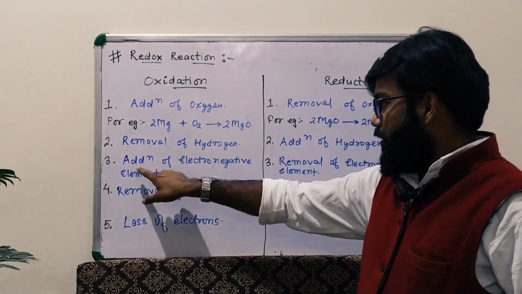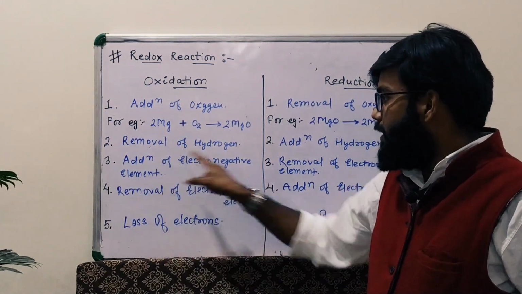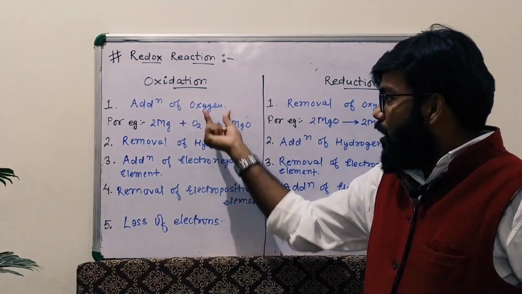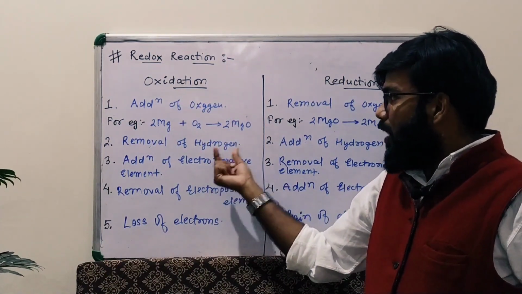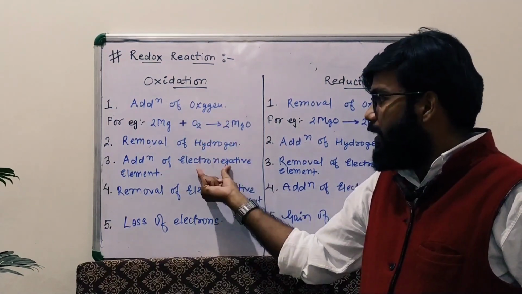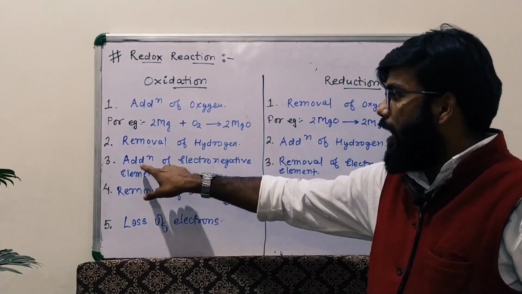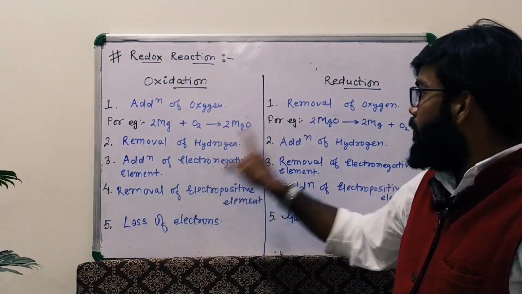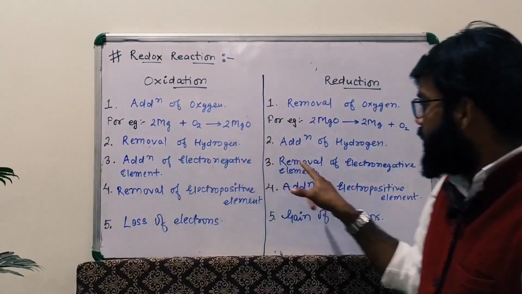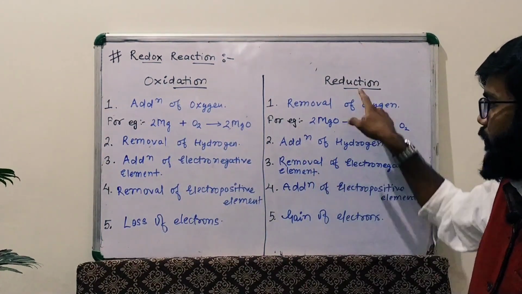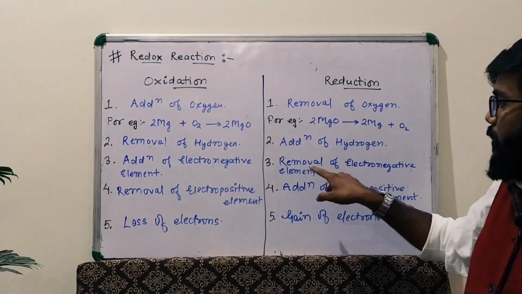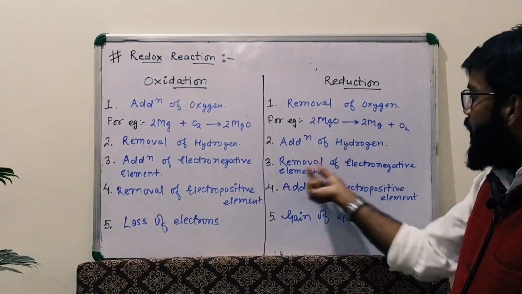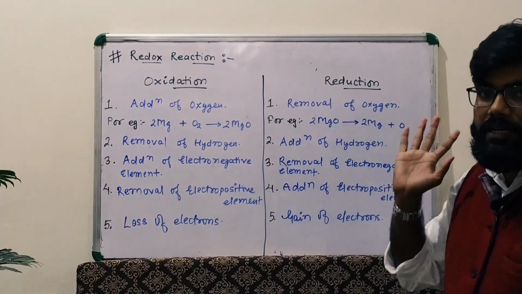The third one was given in terms of addition of electronegative element. Oxygen is an electronegative element. So in place of oxygen, simply write electronegative element. So the third definition will be addition of electronegative element. Just opposite of it will be the reduction. So in place of addition, just write down the removal. So the definition of reduction in terms of electronegative element will become: a chemical process in which removal of electronegative element takes place is known as reduction.